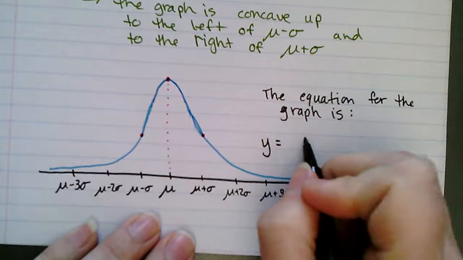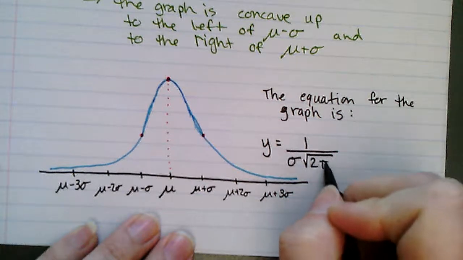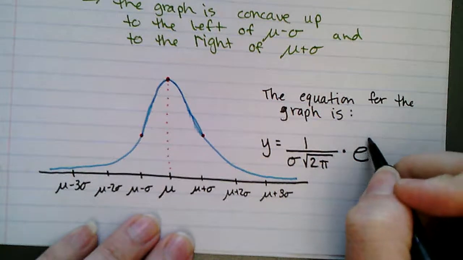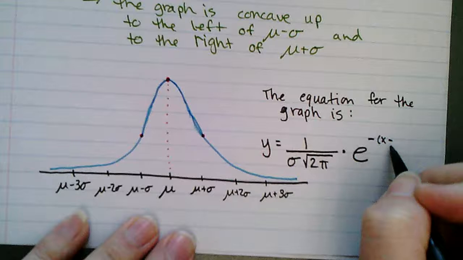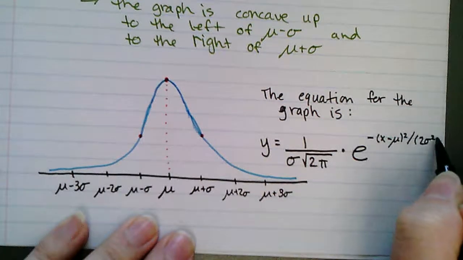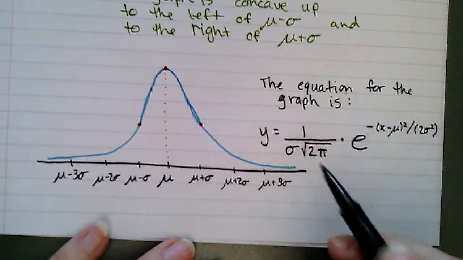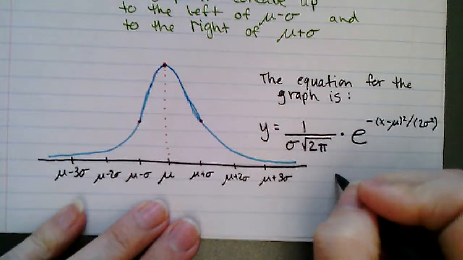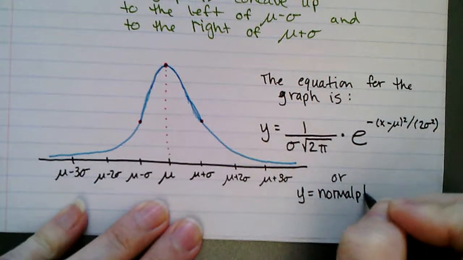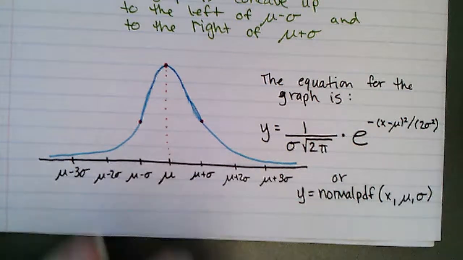But the equation for it is 1 over sigma times the square root of 2 pi times e to the negative x minus mu squared divided by 2 sigma squared. So you can actually graph this if you know the mean and the standard deviation using that on your graphing calculator, or you can graph y equals normal PDF and then x, mu, sigma would give you that graph.